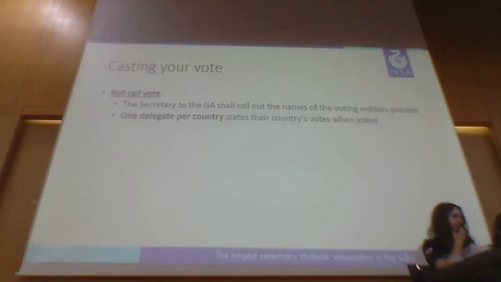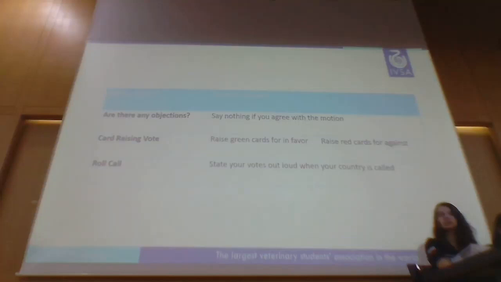For roll call votes, the secretary to the GA will pull out the names of the voting entities present. One delegate per country states their country's votes when asked. So, the voting methods: are there any objections? You say nothing if you agree with the motion. If the chair asks, are there objections, and you keep quiet, then we will assume that there are no objections. A card raising vote is the other option: you raise your green cards in favour, red cards against. And the roll call vote is where you say the votes out loud when your country is called. Do you guys have any questions on voting?